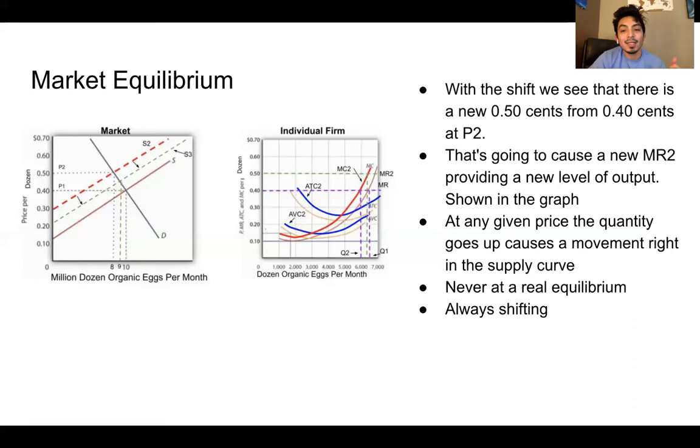Pretty much that's just showing that there's no real equilibrium in the real world. We're constantly shifting. So this is just one cycle, and then we could do a whole other cycle, and we would have to move all these curves to follow the behavior of profit maximization. So yeah.